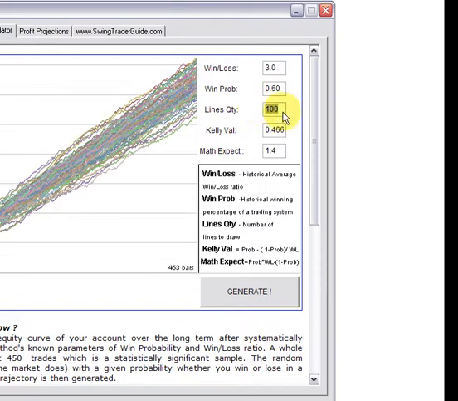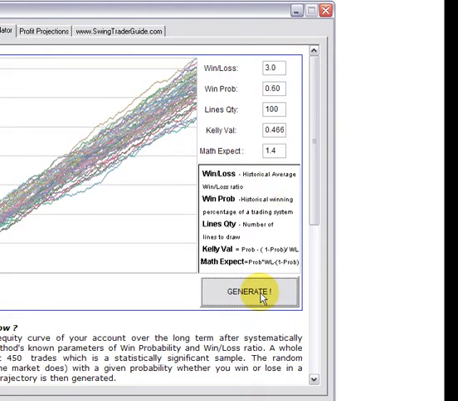If you had 100 traders out there, and they all traded a system that had a 3 to 1 win to loss size ratio, and they won 60% of the time, what would that look like if they were entering trades on a random basis? When you click calculate, Kelly value and mathematical expectation, those are calculated fields.